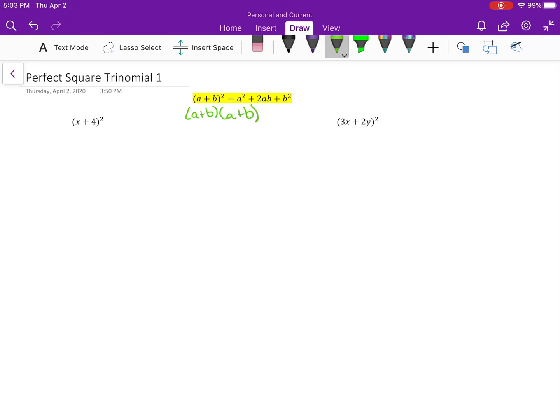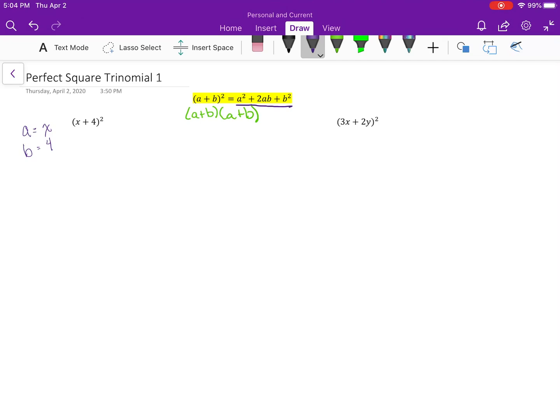And by doing FOIL and simplifying, I end up with a squared plus 2ab plus b squared. So let's try this. When I have (x + 4) squared, I can see, following my pattern, that a is equal to x in this problem, and b is equal to 4. So let's see if I can just put it through the second part of my rule.